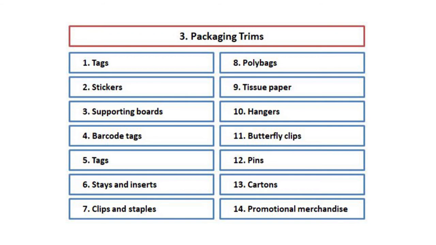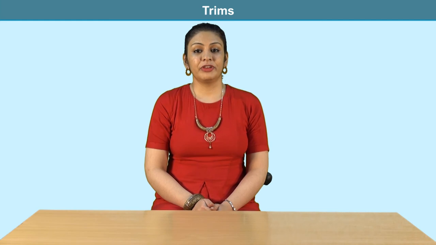Barcode tags, tags, stays and other inserts, clips and staples, poly bags, tissue paper, hangers, butterfly clips, pins, cartons and any other promotional merchandise. Some trims, like buttons, can be both functional and decorative, while others, like batting, are purely functional. Patches are used for decorative purposes to add aesthetic value to the garments. Each of these three categories and their various subsets will be discussed in detail in Unit 2 of this course.